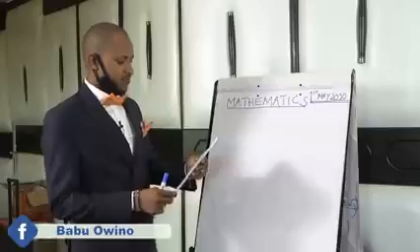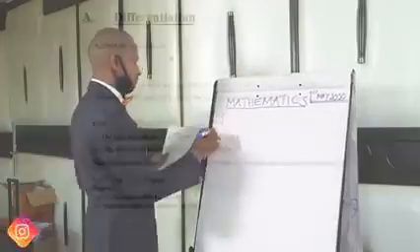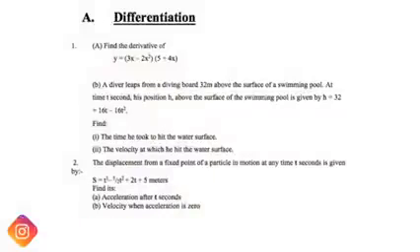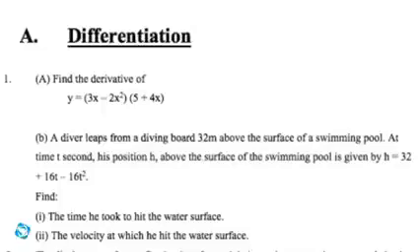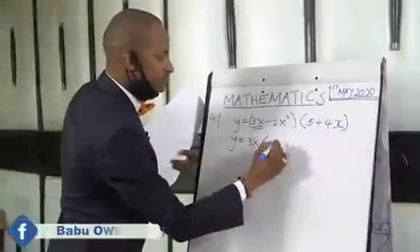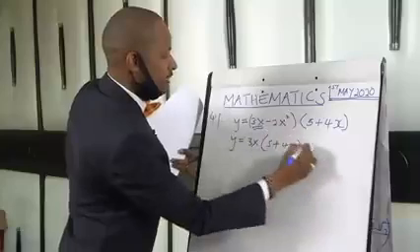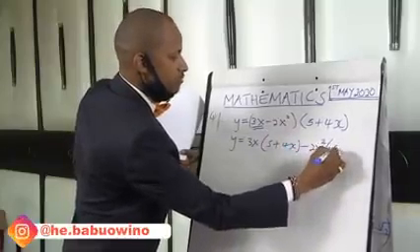Number one, we have differentiation. Question number one: find the derivative of y equals (3x minus 2x squared) multiplied by (5 plus 4x). The first thing when you are faced with such a challenge is to expand the bracket. So y is equal to 3x multiplied by 5 plus 4x, minus 2x squared into 5 plus 4x.